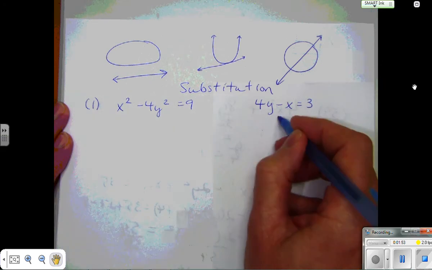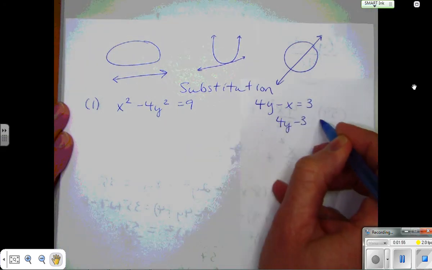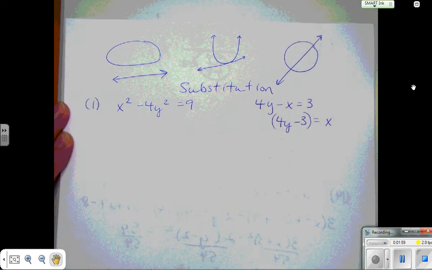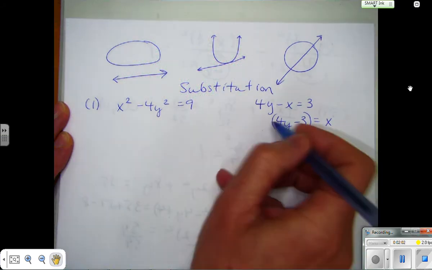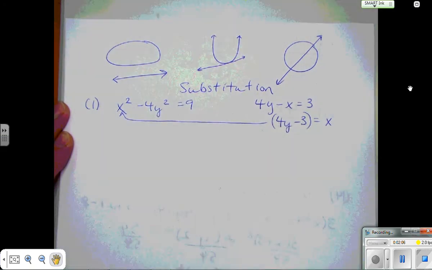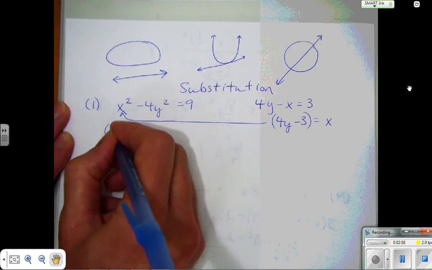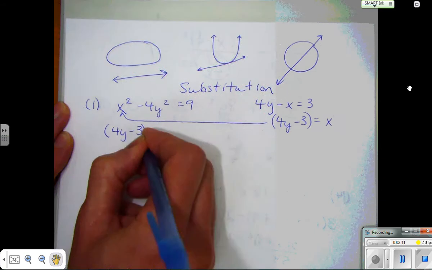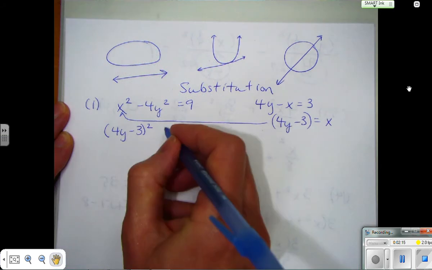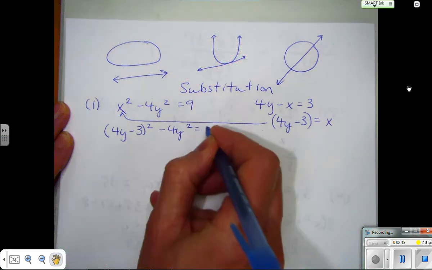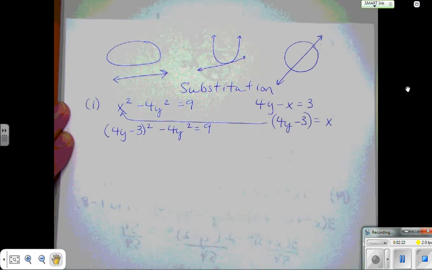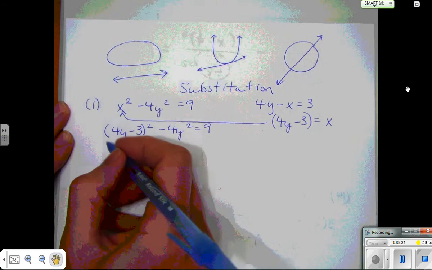So I'm going to subtract 3 and move the x over to the other side, and I get 4y minus 3 as a value. Okay, so I'm going to take this value for x and substitute it into the conic section. You always want to substitute the linear problem into the conic section problem. So I need to square the binomial, 4y minus 3. That means I'm going to have to FOIL it.